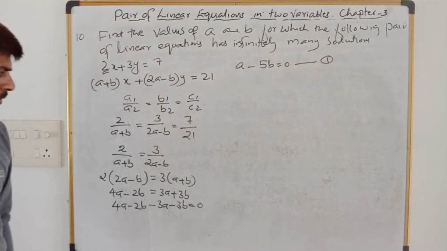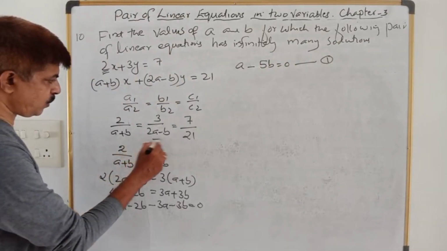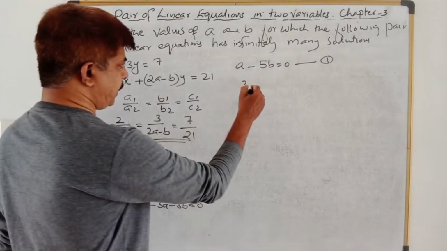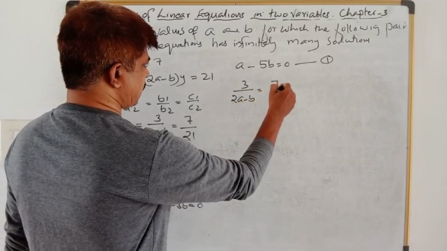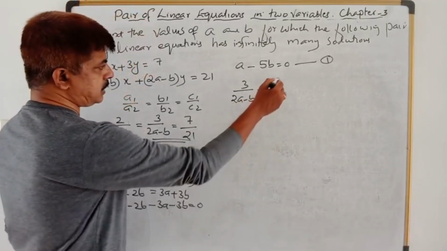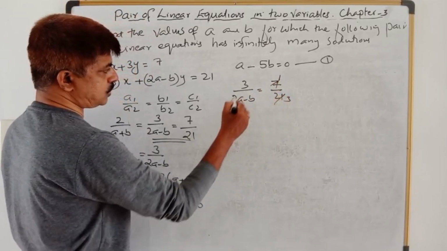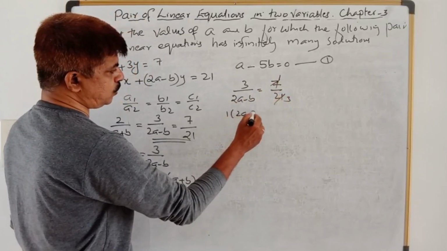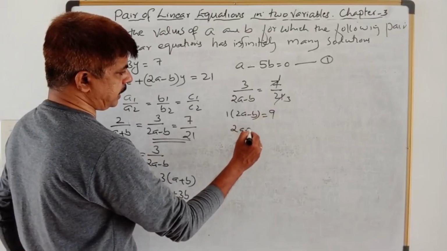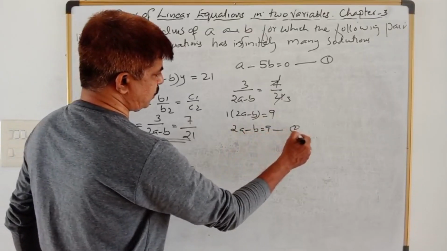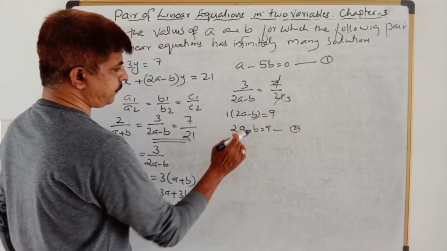This is equation 1. Now, similarly, use these two. 3 by 2a minus b is equal to 7 by 21. Cross multiply: 1 into 2a minus b is equal to 9. So we are getting 2a minus b is equal to 9. This is our equation 2.